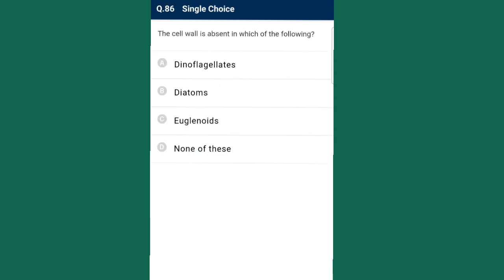Question number 86. The cell wall is absent in which of the following? The cell wall is absent in euglenoids. They are unicellular protists found in freshwater habitats and damp soils. The cell wall is absent around the unicellular body. The latter is surrounded by a lipoproteinaceous membrane which is covered by a pellicle. This pellicle is responsible for providing flexibility. So the answer is option C.